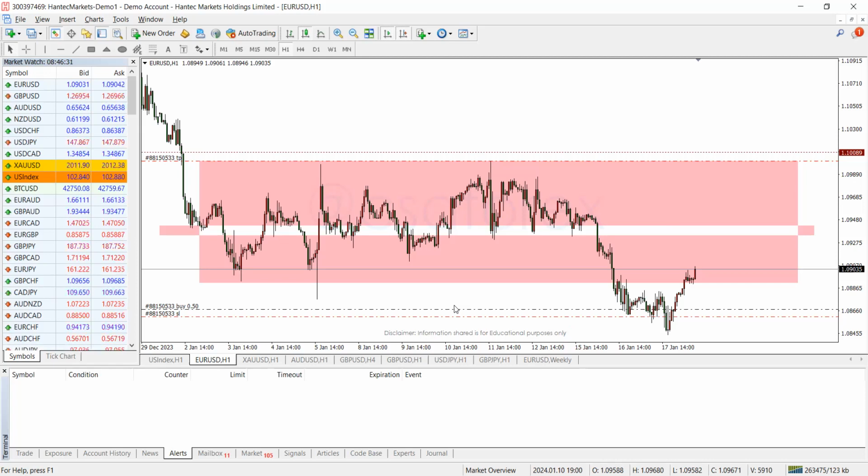Checking your charts, you're going to place a trade. Make sure that your risk management is on point. Make sure risk management is on point.